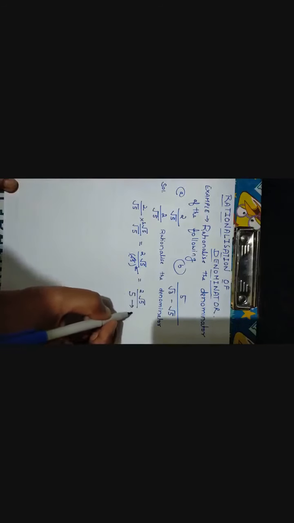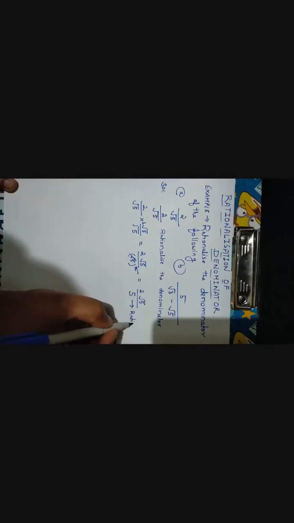Now this square and this square root cancelled, we will get 2 square root 5 upon 5. Now here we have a rational number in the denominator. So it means we have rationalized the denominator so that we get 5 in the denominator. Then B part.